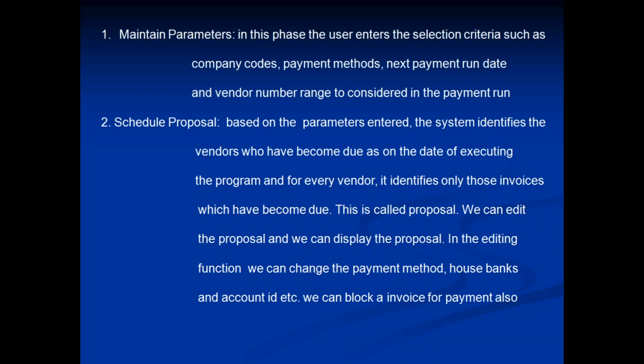For example, today is the 27th. Now I will be making the payment on 5th of November. Now, all those invoices which are getting due as on day 27 will be considered by the system for the payment. But what about those invoices which would be due from 28th to 4th of November?